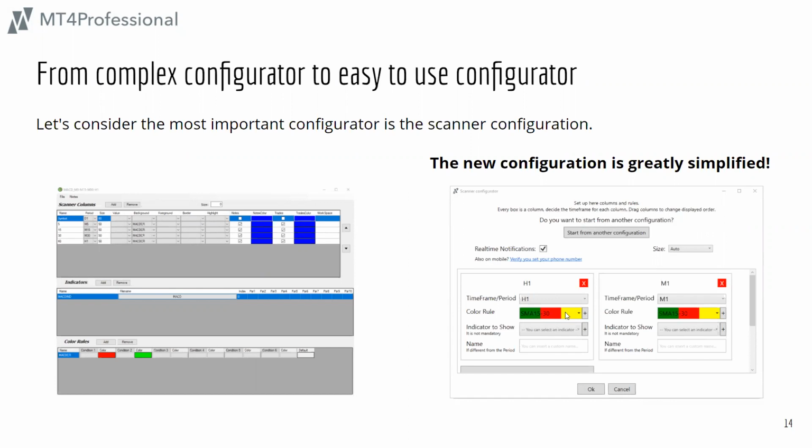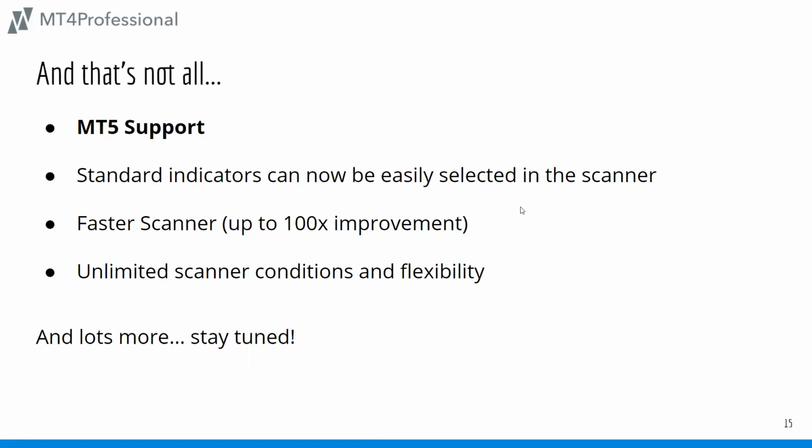They're simple color-coded drop-down menus that enable you to set up and enable all of your tools, any indicator on the platform. And the nice thing about it is all of the indicators that are available in the color rule section are already pre-configured for you from MT4 Professional. So MT4 indicators are now going to be standard as part of MT4 Professional. All right, so that's been greatly simplified as well.